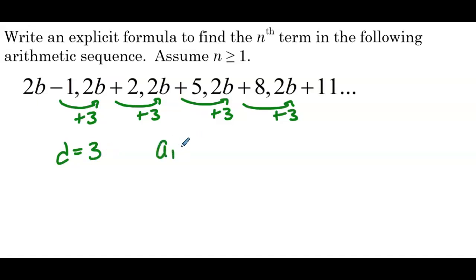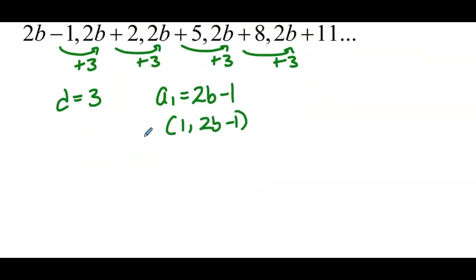The first term, a sub 1, is 2b minus 1. All right, that's not really simple, but it wasn't hard to write. And we can express this as a point, (1, 2b minus 1). So now we approach it the same way.